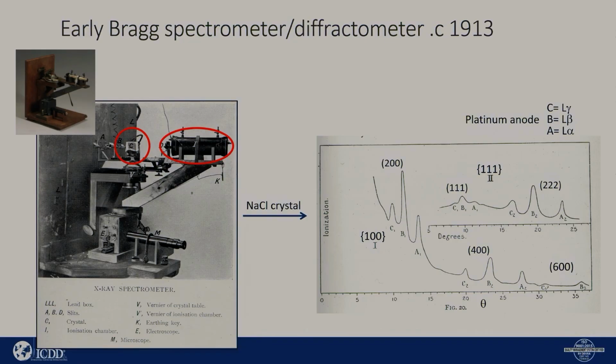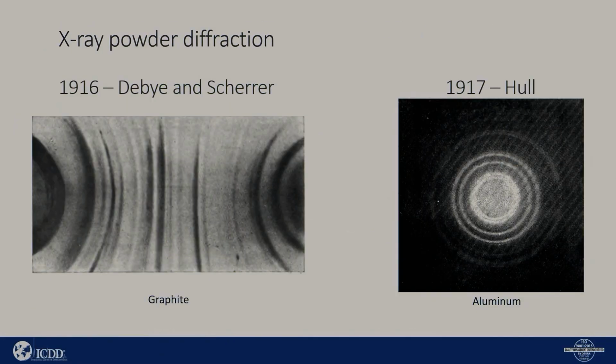And the belief was that if you ground up the crystal, you would destroy the crystallinity. In 1916 and 1917, simultaneously, Debye and Scherrer in Europe and Hull in the United States were working on the concept of powder diffraction. And they were able to show that you could grind up a crystal, or you could even look at a solid material that was crystalline, but not a single crystal, and you would get these powder rings where each little grain was contributing to that ring. And so this was really the start of the powder diffraction technique.